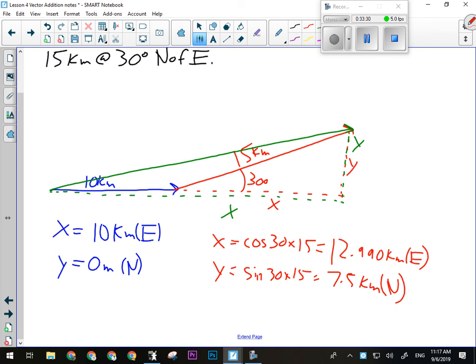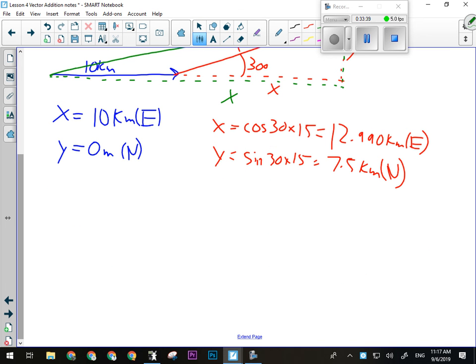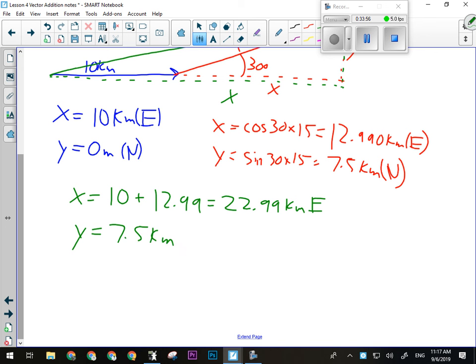Okay, everybody all right with that? Can I very quickly now find green X and green Y? That's my next step. Steps are always the same. So green X is going to be 10 kilometers plus 12.99 kilometers, so that's going to be 22.99 kilometers east. And the Y component's even easier because it's 0 plus 7.5, so it's 7.5 kilometers north. That's the only north I go in that whole trip.